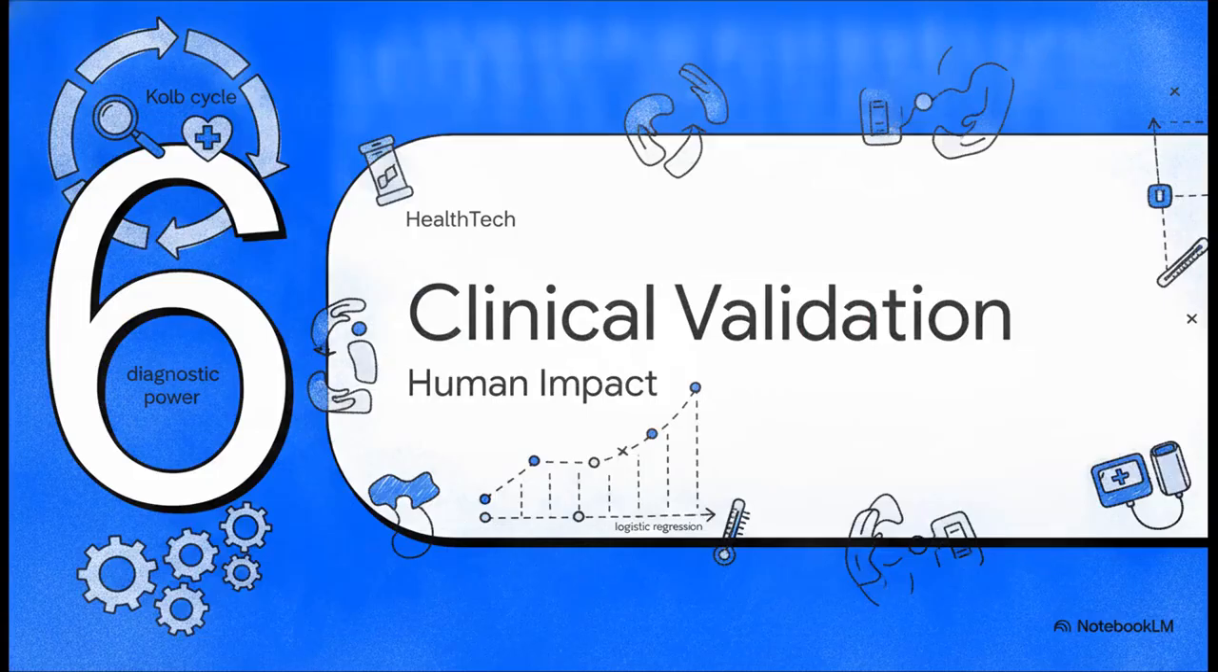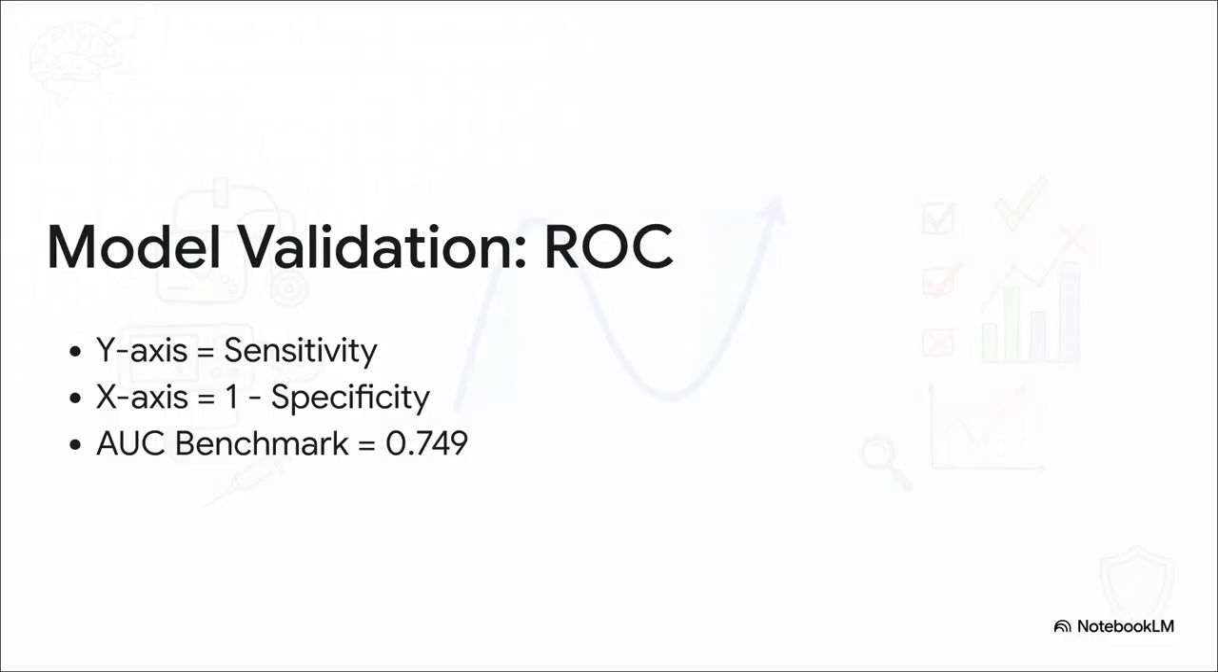Finally, Section 6, Clinical Success and Validation. To wrap up our Kolb cycle today, we need to prove this actually works. We have to examine the diagnostic power and the human impact of our optimized model. We do this by building our ultimate validation metric, the ROC curve. The ROC curve plots sensitivity on the y-axis against 1 minus specificity on the x-axis. According to the research, our logistic classifier achieves an area under the curve, an AUC, of 0.749. That 0.749 is our strict benchmark.